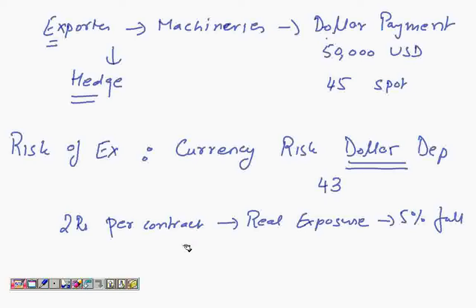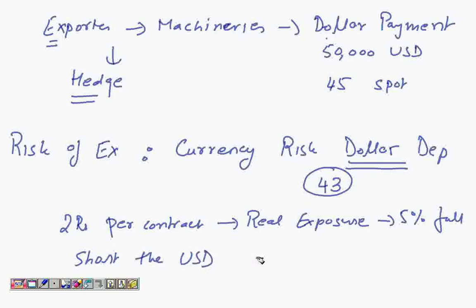So when we talk about hedging, we said that hedging is taking an opposite position in the currency futures market. So what will he do to hedge his position? What will he do to hedge his position? What he'll do is that he'll take it at 43 only. He'll expect the dollar to depreciate. So he'll short the currency. He'll short the US dollar because USD.